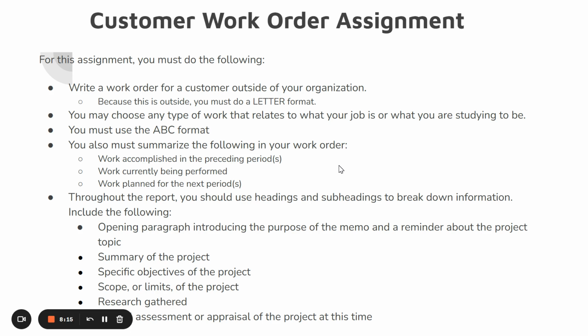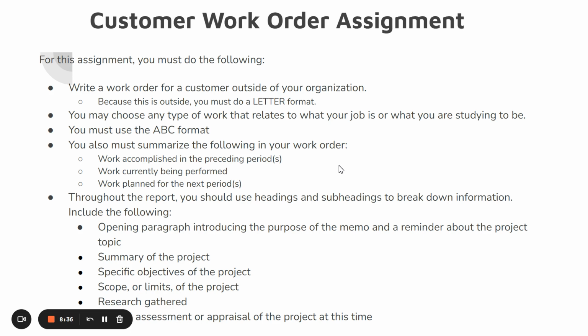Choose any type of work that relates to what your job is, what you're studying to be, what you chose in units 1 and 2. If you still got that house cleaning business, maybe this progress report is you are cleaning a house that was vandalized in a really nasty way, and you got a lot of work to do. It's going to take you months to complete it.